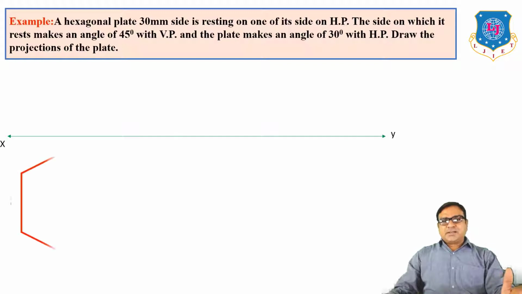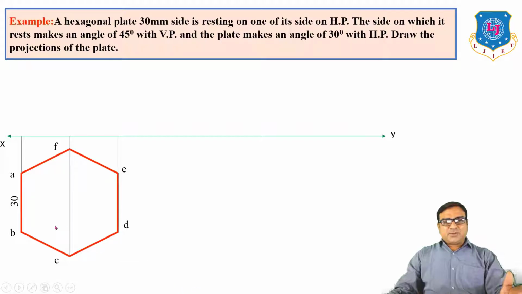So first of all, draw the XY line. Draw a regular hexagon of 30 mm side in which two sides must be perpendicular to the XY line. Give names to the corners A, B, C, D, E, F. Take the projection on the vertical plane, meaning draw the vertical projection lines on XY. A dash, B dash, C dash, D dash, E dash, F dash. Join all the front points. This is our first step, when the plane is in HP, perpendicular to VP.